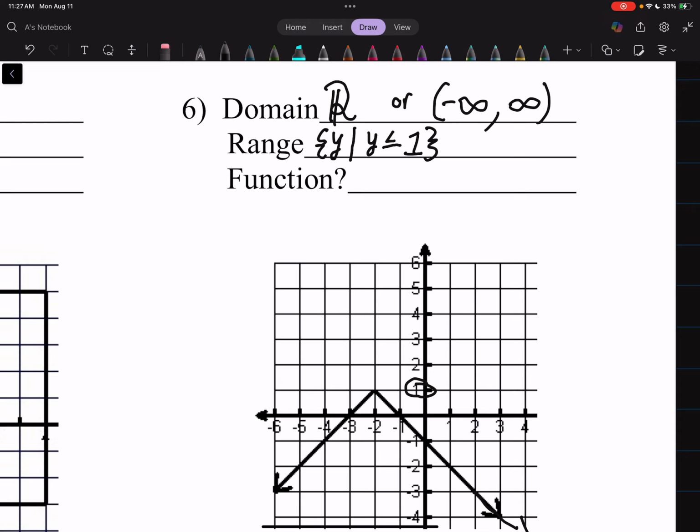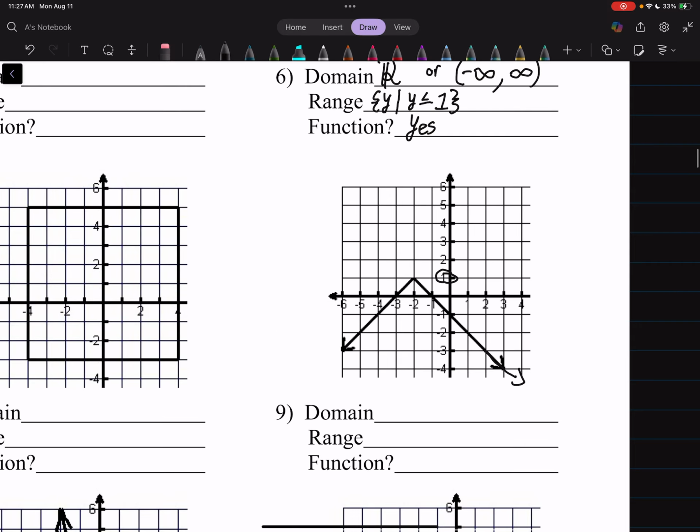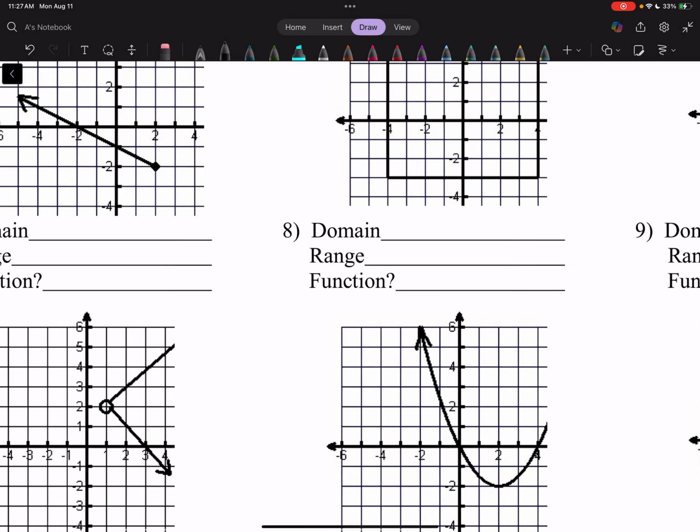And curly bracket. This is a function because the vertical line test will pass at all points. Any input has one output.